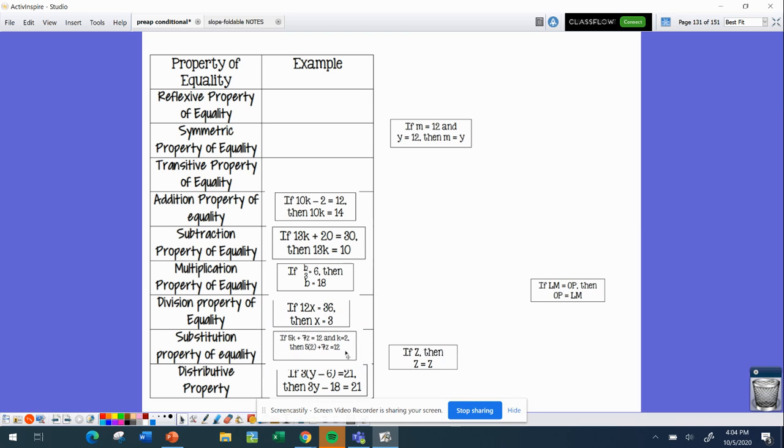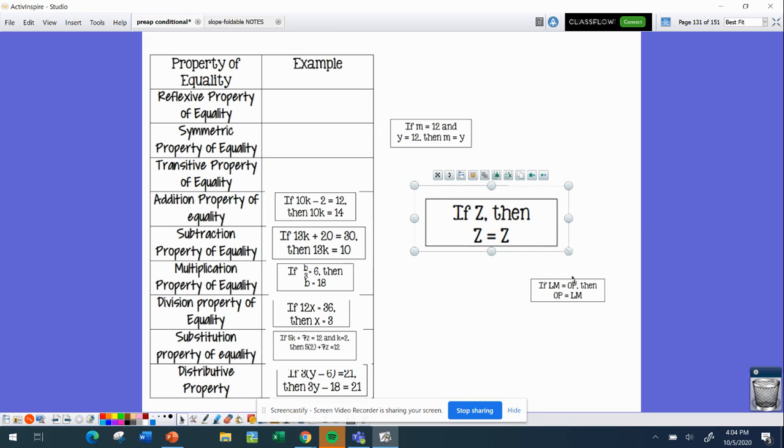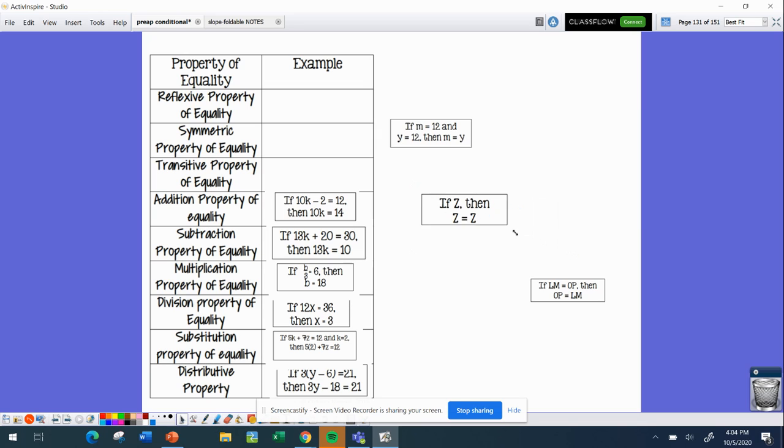All right, let's look at these last three. This first one is reflexive. Reflexive reminds me of reflection. When you look in the mirror, you see your reflection, the same thing on both sides. So in this case, if z, then z equals z. It's the same thing, z and z.